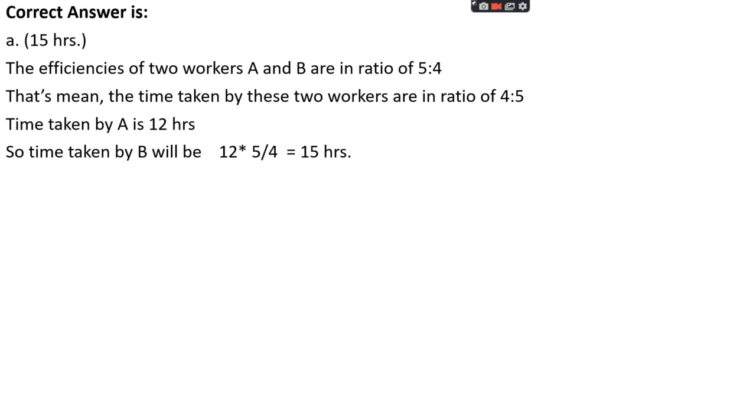If A takes 12 hours to complete the whole work, it means that B should take more time to complete the whole work as compared to A. So the time taken by B will be 12 into 5 by 4, which means 15 hours.